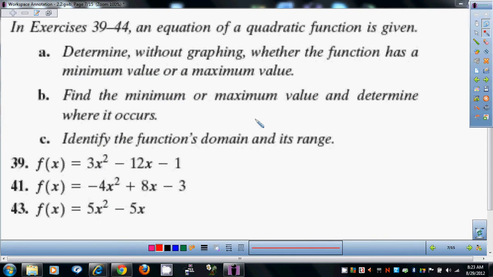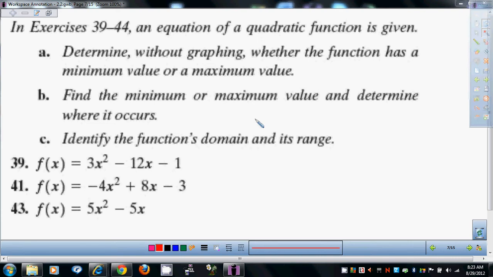So let's just look at these and quickly say what they're going to have, max or min. What's 39 going to have? A minimum, because it's a positive parabola. Maximum, because it's a negative parabola. Minimum. So that part's done. Part A: min, max, min.